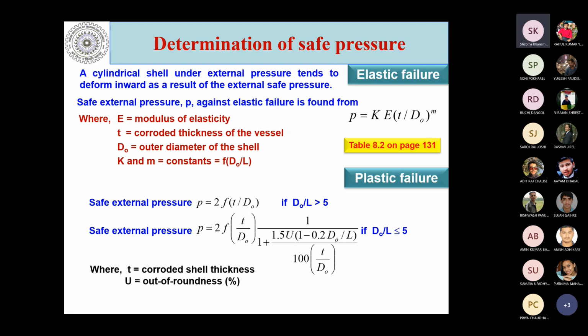Now, what should be the design procedure for that? You should always keep in mind that elastic failure happens earlier than the plastic failure, right? So what we will do over here, first of all, you are already aware of the design pressure that I am considering as the safe pressure. Please try and understand that design pressure I am considering as safe pressure P.